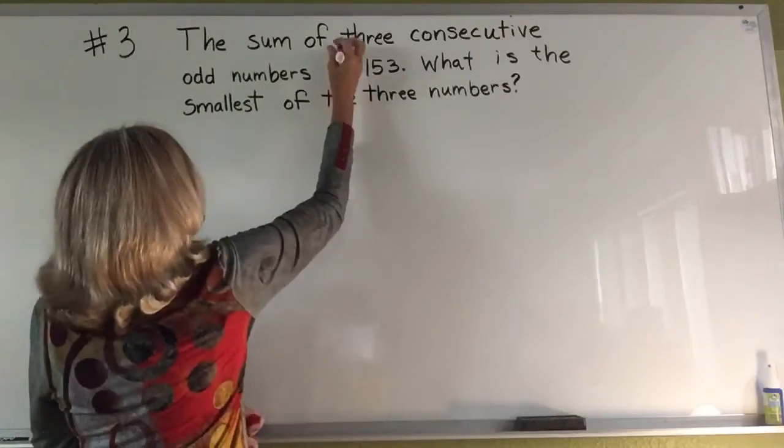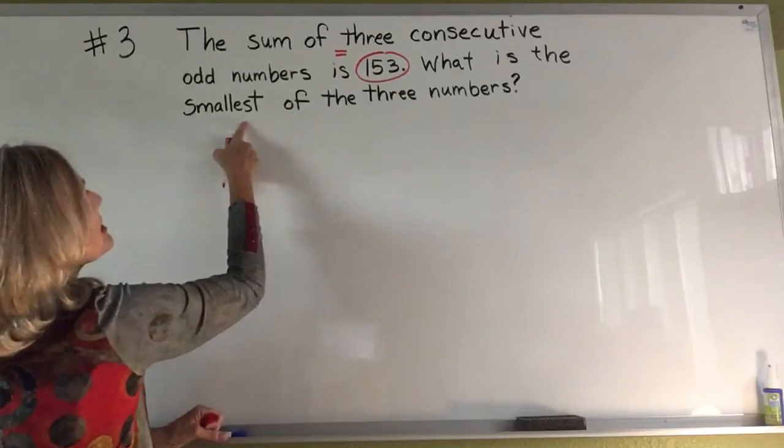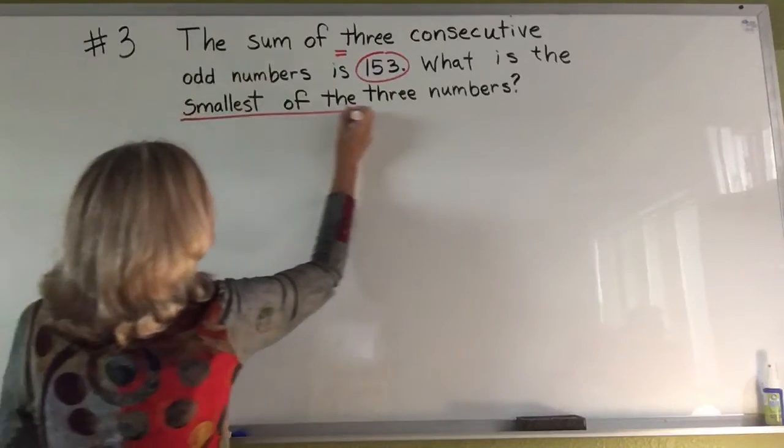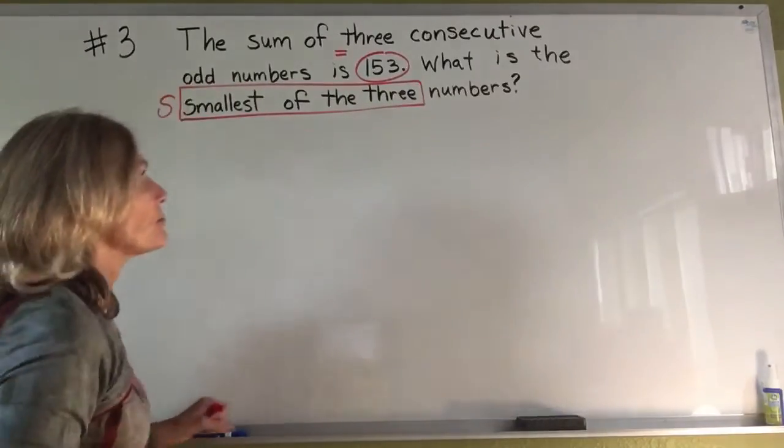So I'm going to start here by putting my is and circling my 153. But what I want to find is the smallest of the 3 numbers. So smallest of the 3 numbers. So I think I'll make that an S.